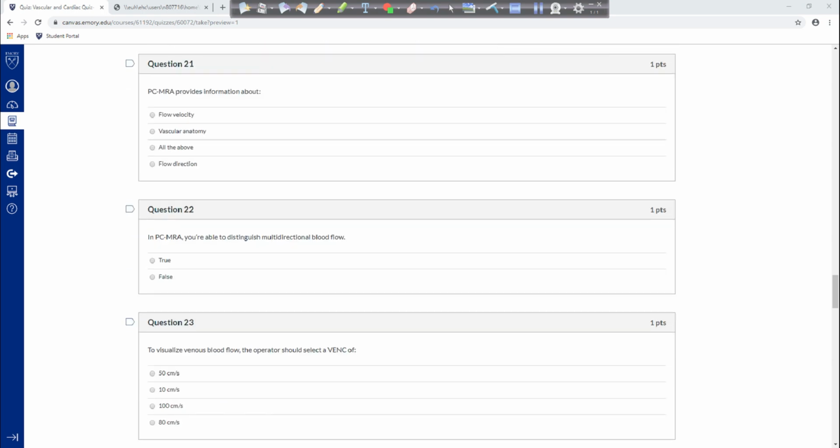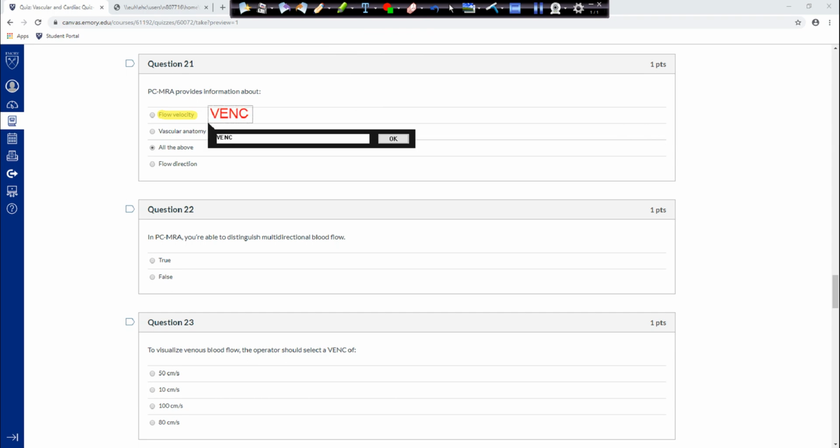Number 21, phase contrast MRA provides information about what? All of the above. If you see an all of the above question on the exam, most registries, 90% of the time it's going to be correct. And I'm not going to say 100, but most of the time it's going to be correct. But the main one with this PCMRA is the flow velocity. What's that acronym we need to know about PCMRA?